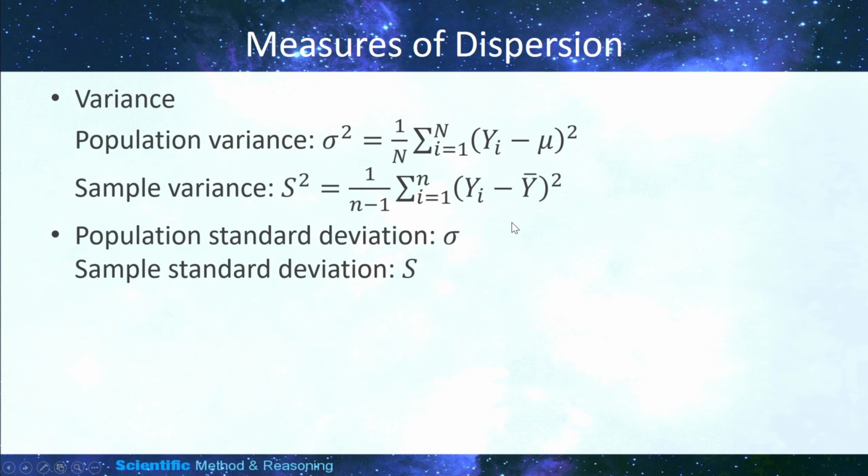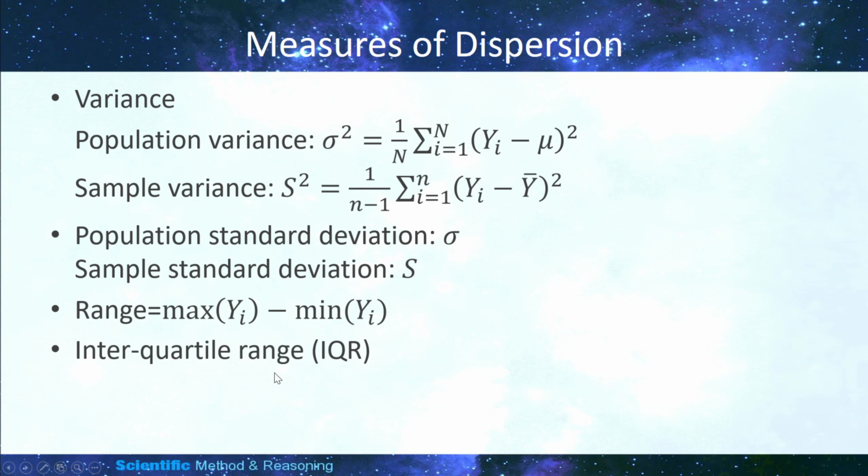Other measures of dispersion include the standard deviation, which is just the square root of the variance. So we have the population standard deviation sigma, which is just the square root of sigma squared, and of course, we only consider the positive part of the square root. Similarly, the sample standard deviation is just the square root of the sample variance, denoted by S. Other measures of dispersion include the range and the interquartile range, but in this course we will only focus on the variance.